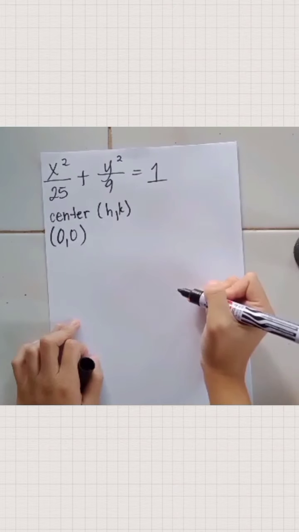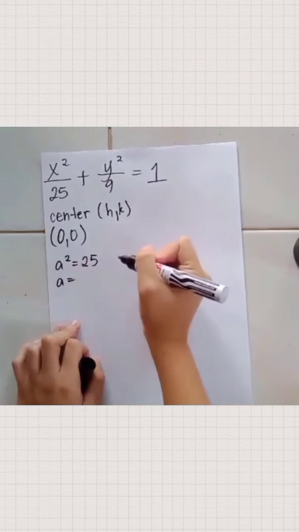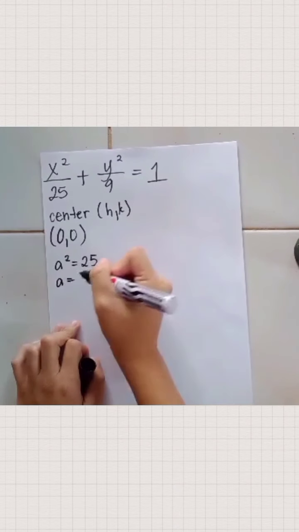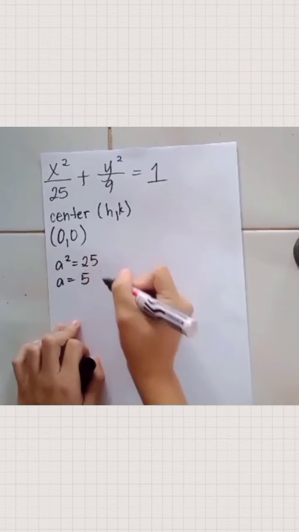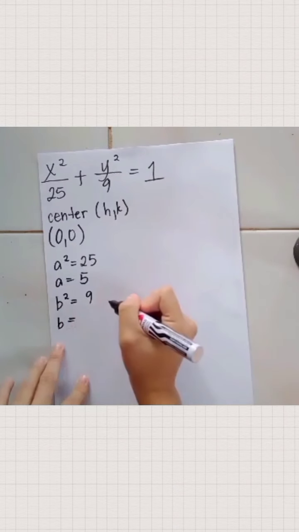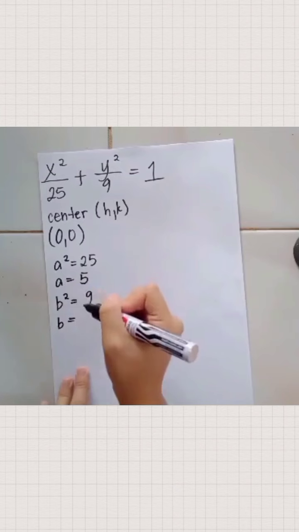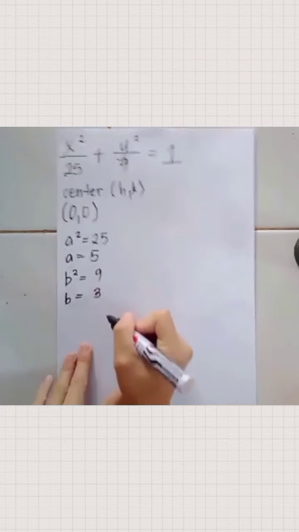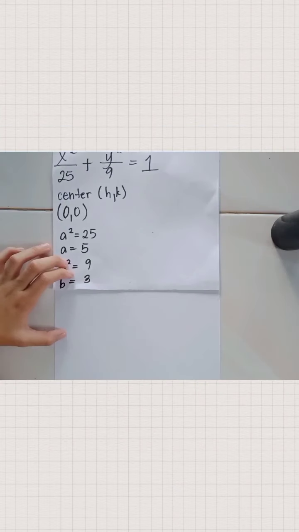Now, let's find our a. a squared is equal to 25. Since we only need a, what is the square root of 25? Yes, it's 5. Same goes for our b squared, which is 9. But we only need b, so what is the square root of 9? 3.